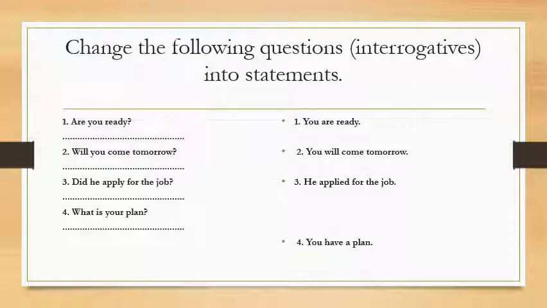Did he apply for the job? This becomes he did apply for the job. Did apply becomes applied. First it becomes he did apply for the job. When did apply is made a single word, it becomes applied. He applied for the job. It's past tense. The past tense of apply is applied. What is your plan? You have a plan. As a statement, you have a plan.